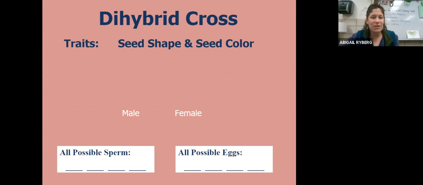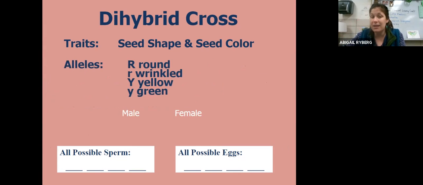So let's look at this first example here. We're going to look at a pea plant, and we're going to look at 2 traits: both seed shape and seed color. The alleles here for seed shape can either be round, which is dominant, or wrinkled, which is recessive. And then the seed color can be yellow, which is dominant, or green, which is recessive.